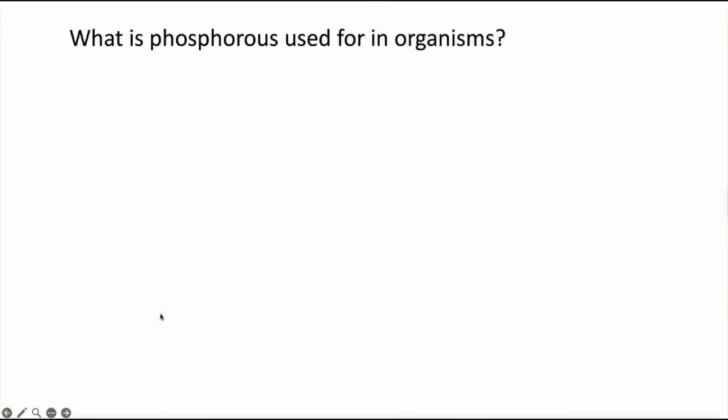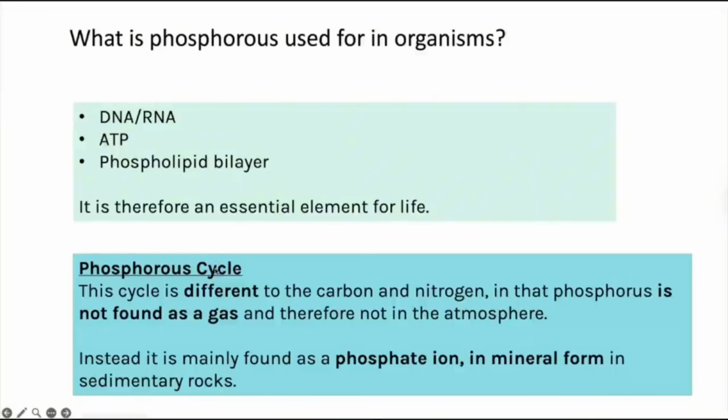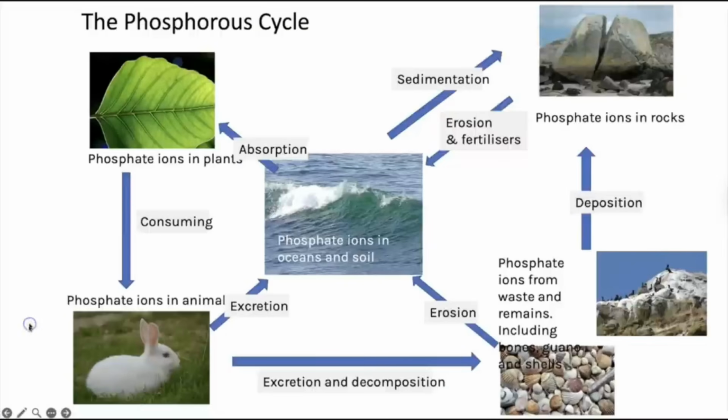So then we have the phosphorus cycle, and phosphorus is really important because it's used to make the phosphate group in DNA, RNA, ATP, and in a phospholipid to make the phospholipid bilayer. And this cycle is quite different to other ones because there isn't a stage where you have it as a gas in the atmosphere. And instead, you mainly have it stored in phosphate ions in the mineral form in rocks. So here's the phosphorus cycle.